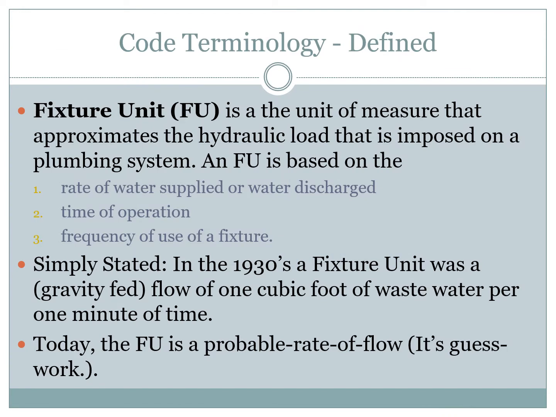Next up, fixture unit. So this is a rather simple definition of a fixture unit. It is a measure that approximates the hydraulic load or water load that is imposed on a plumbing system. We often refer to it as just an FU, and it is based on the rate of water supplied through a faucet or drained through the drain pipe. Also, that'd be a velocity, would be another word for that, or volume. And then there's also time of operation.